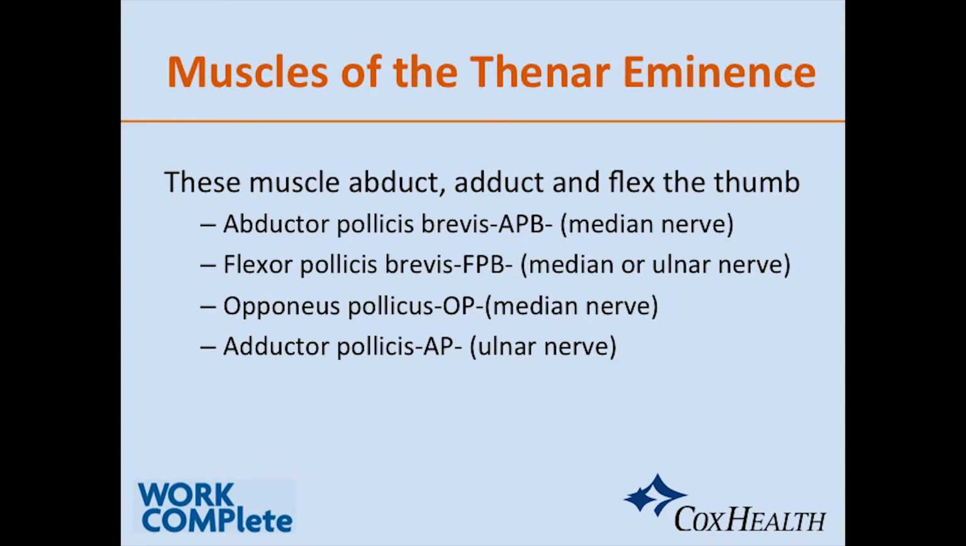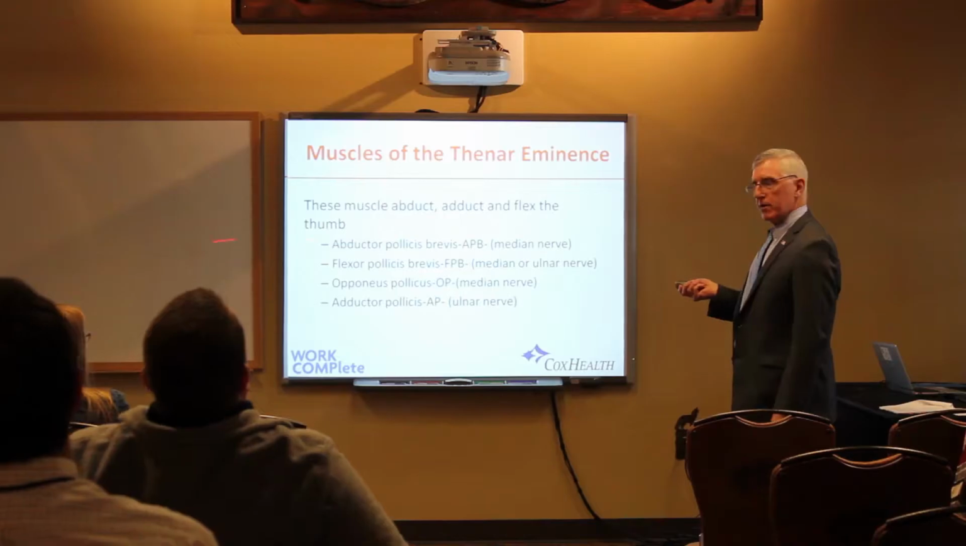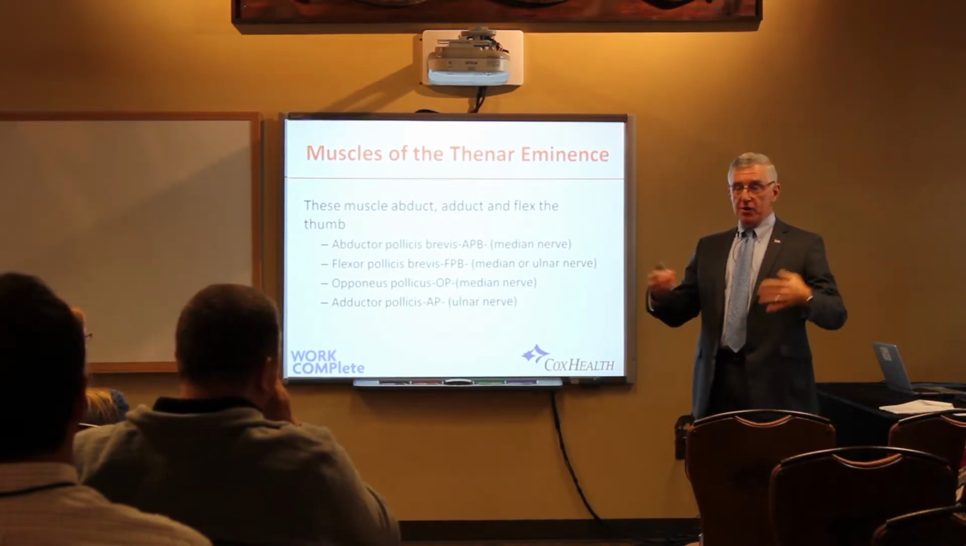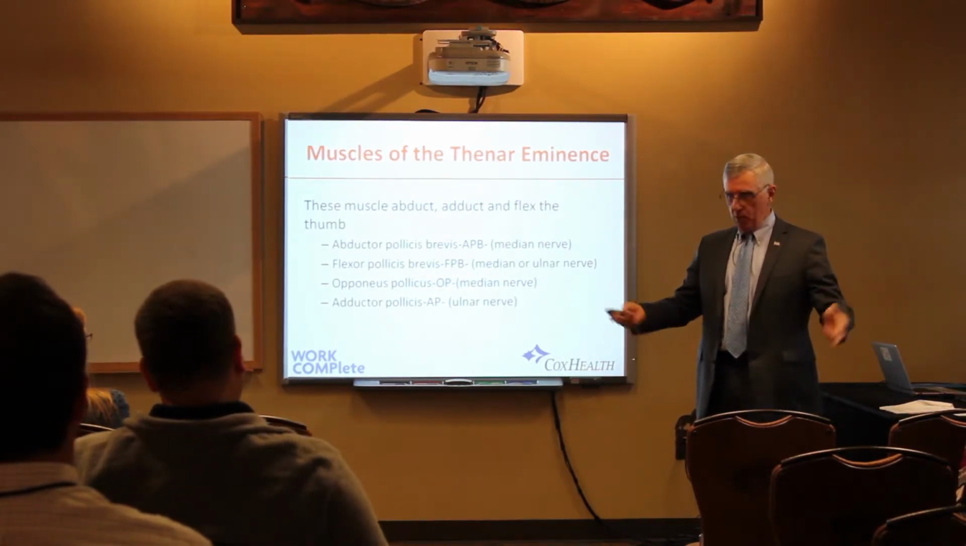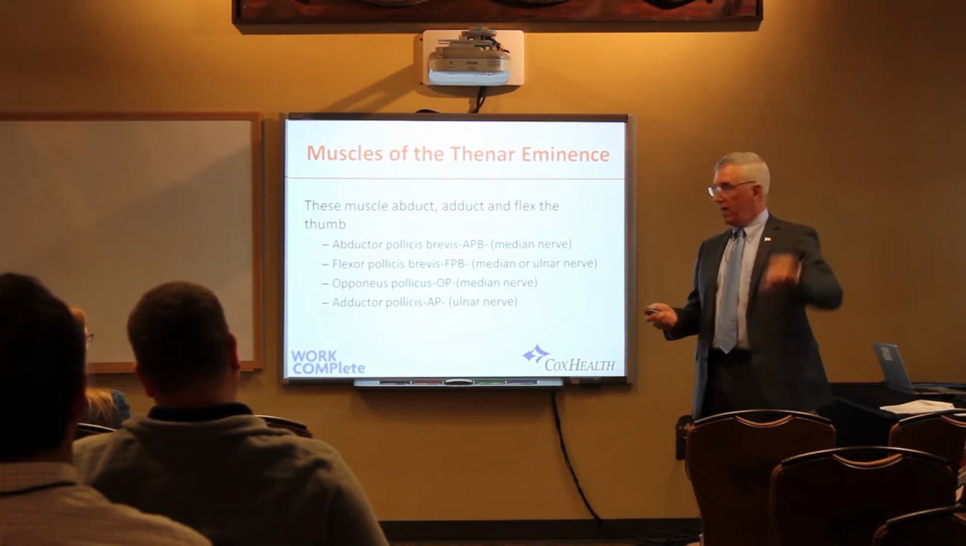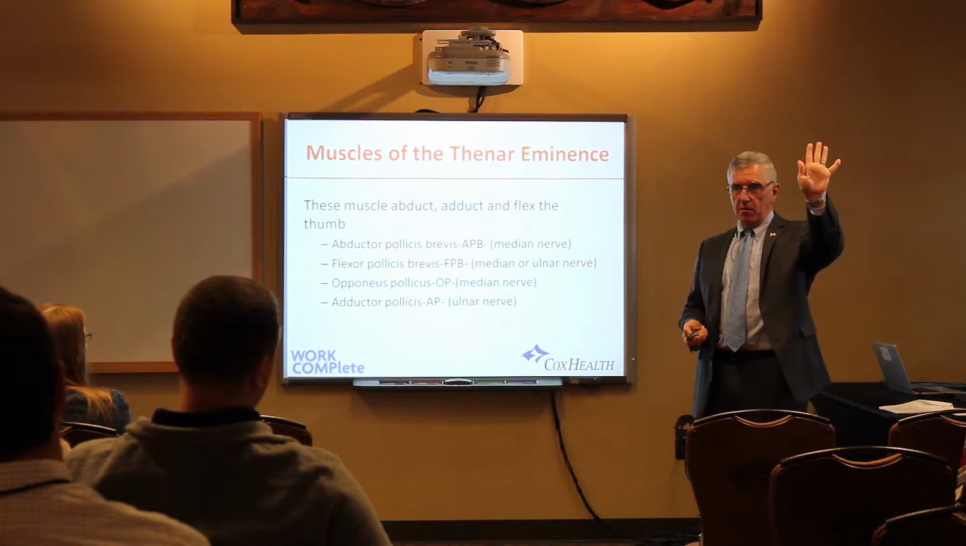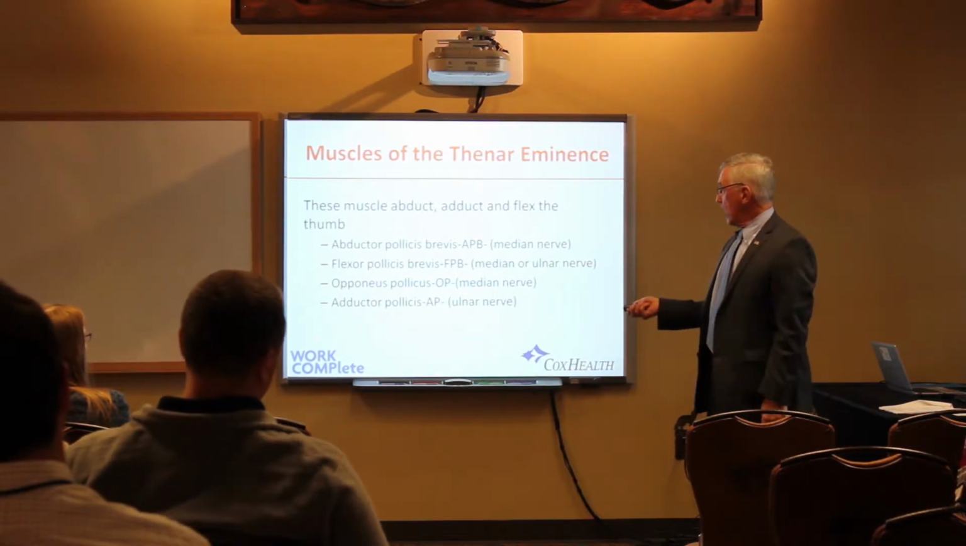Abductor pollicis brevis, simply abbreviated APB. It is innervated by the median nerve. Abductor, abduction. Think of something being taken away. An abduction of a child is something being taken away. The abductor muscles help pull it away. The adductor pollicis brings the thumb back in.